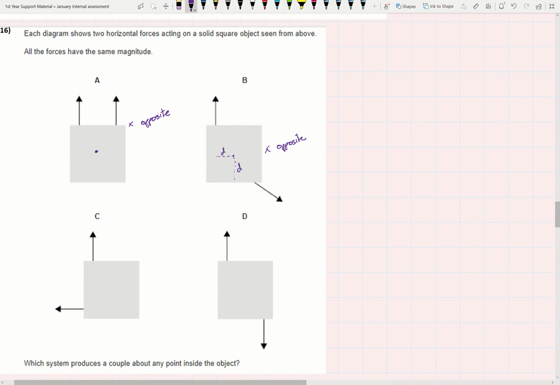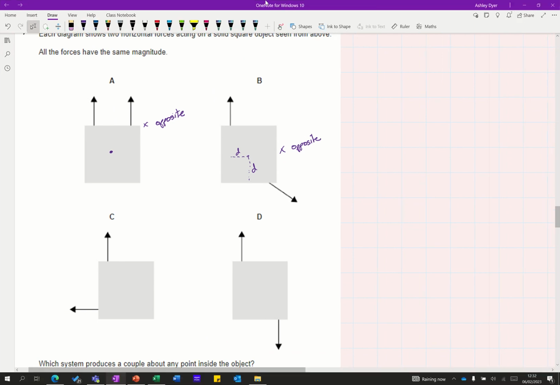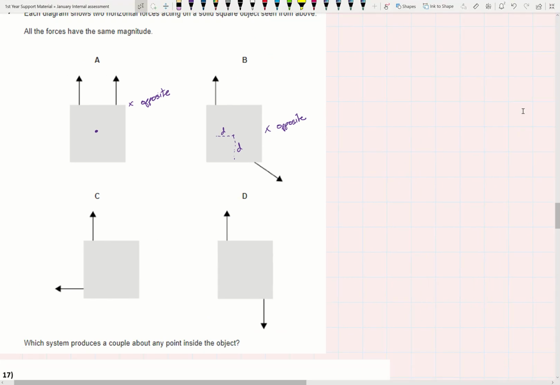Oh, I've lost my pen. Oh, in fact I've lost everything. In fact the whole laptop has crashed. Okay, we're back. Let me just double check that we're still recording. Yeah, we're good. Okie doke.